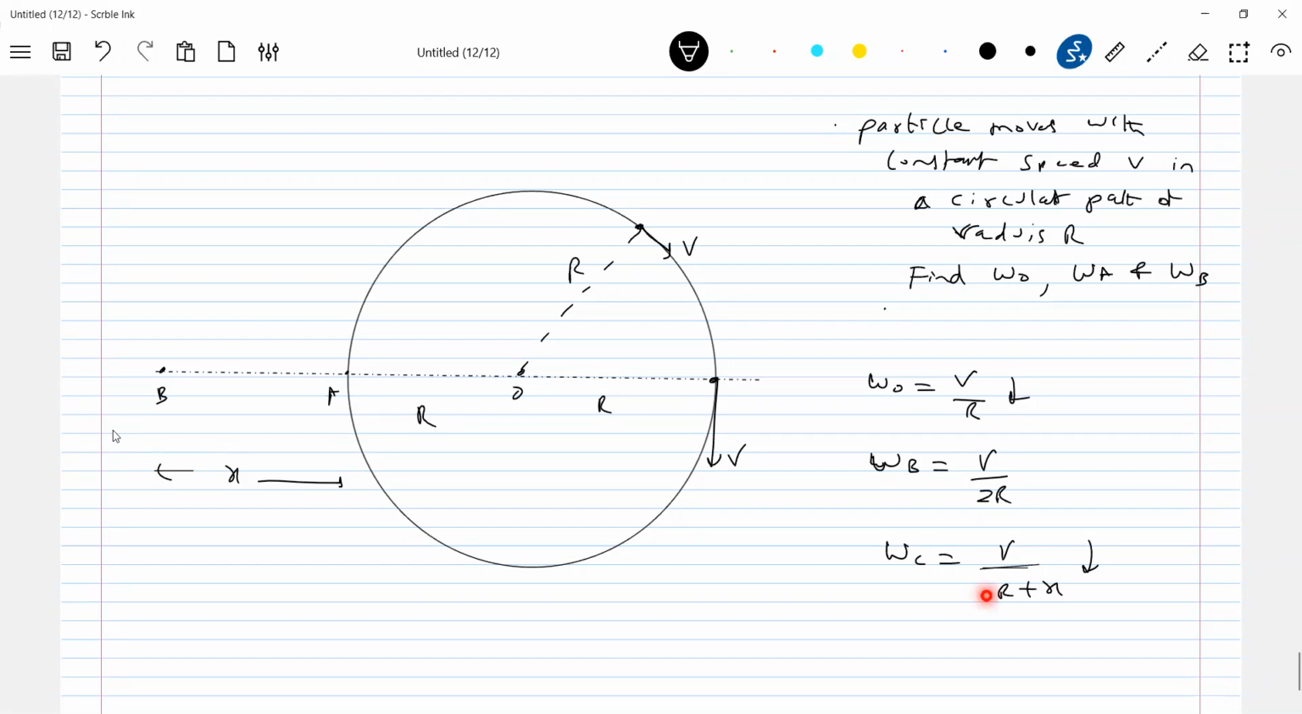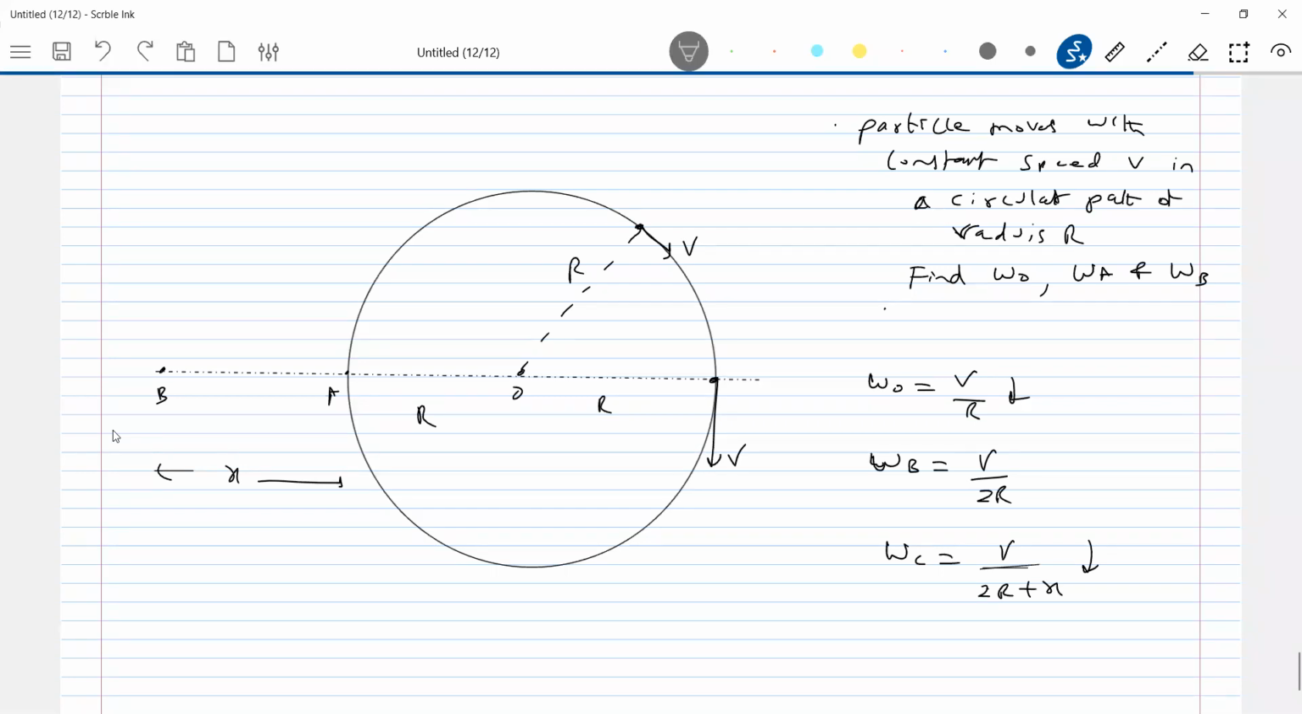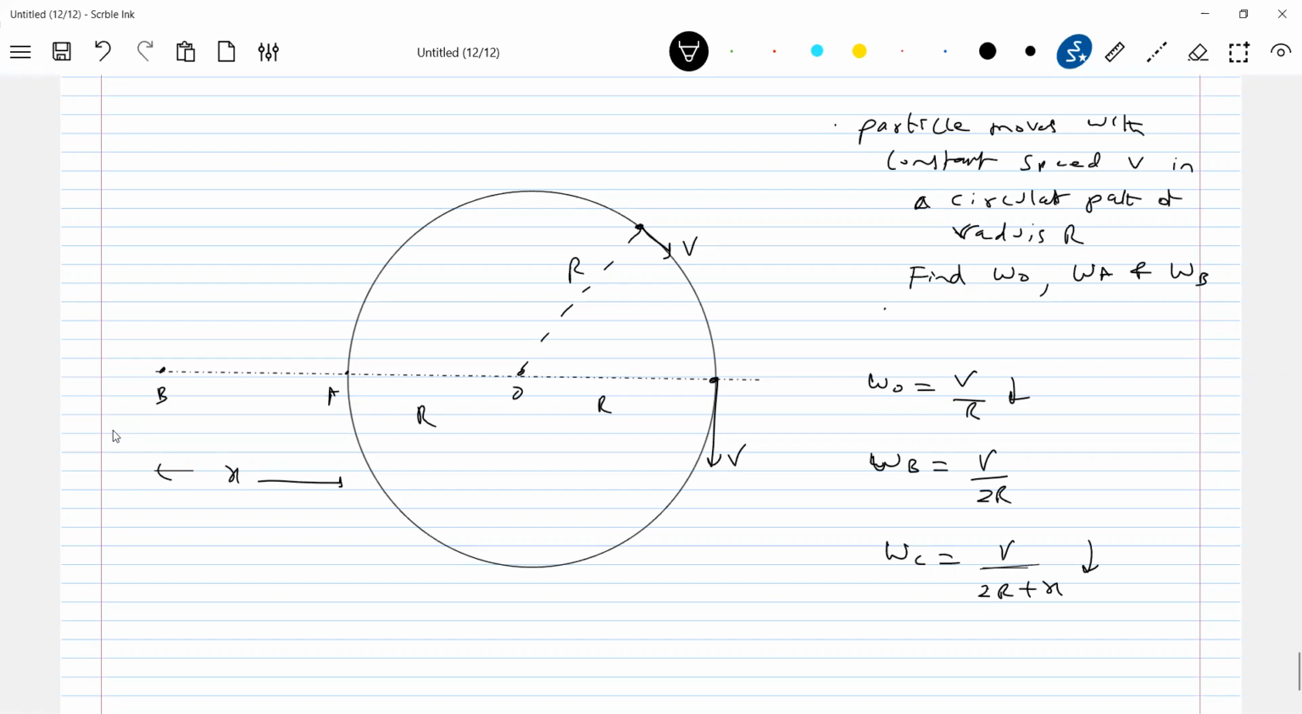Sir, for omega C, could you once show it mathematically? What is the perpendicular distance? 2r plus x. And what is V? V is directly perpendicular to the radius vector. That is the definition. Sir, could you once show the perpendicular distance, x plus 2r? This will be 2r, and this is x.